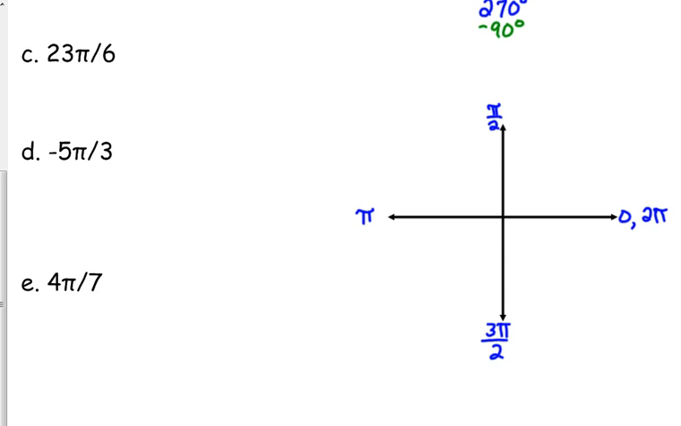So I'm actually going to reduce this. I'm going to find a coterminal angle so that it's easier to deal with. 23 over 6 minus 12 over 6 gives us what, 11 over 6? 11 over 6 is just short of 2 pi, right? Because 12 over 6 would be 2. So what quadrant does that put us in? Yes, it puts us in the fourth quadrant.